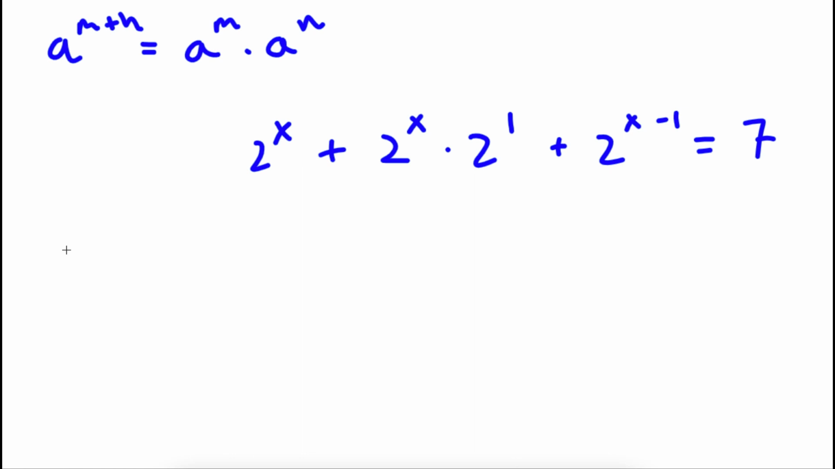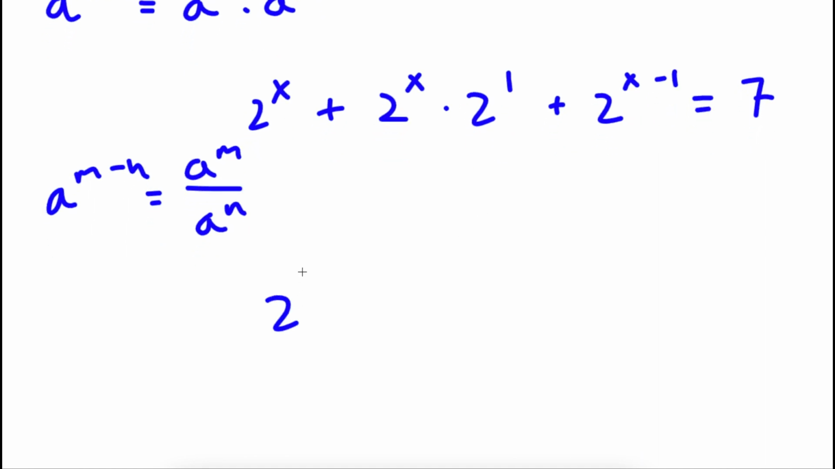Now, if I have something in the form a to the power of m minus n, this is equal to a to the power of m over a to the power of n. So 2 to the power of x minus 1, we can rewrite as 2 to the power of x over 2 to the power of 1.